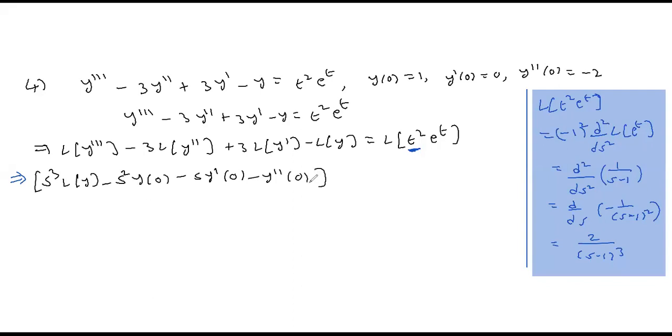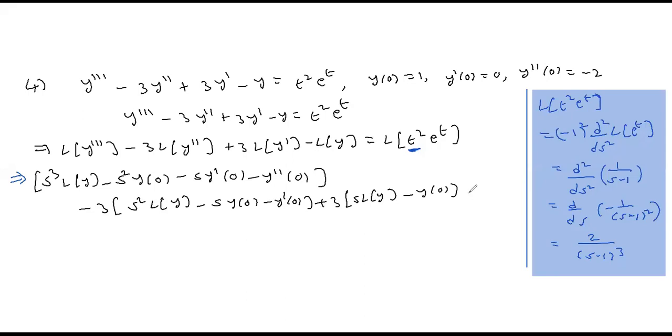Minus 3 into s square into Laplace of y minus s into y of 0 minus y dash of 0, plus 3 into s into Laplace of y minus y of 0. Am I right? So plus 3, finally minus Laplace of y is equal to the right hand side term, which is 2 by (s minus 1) whole cube.